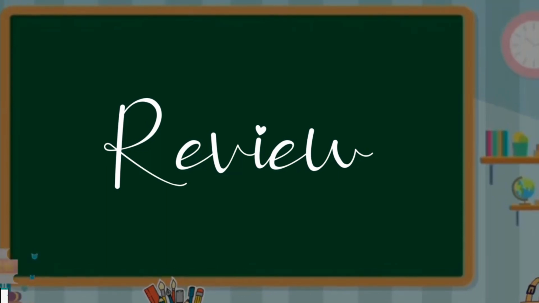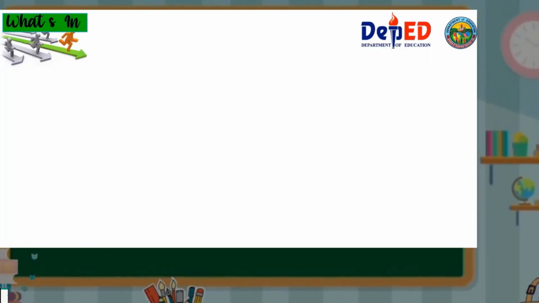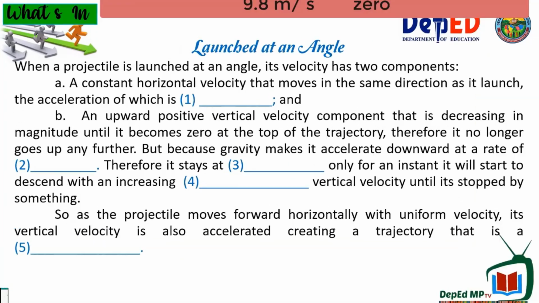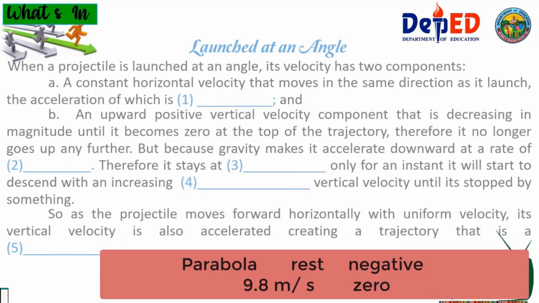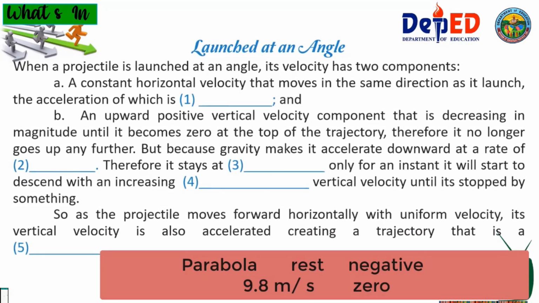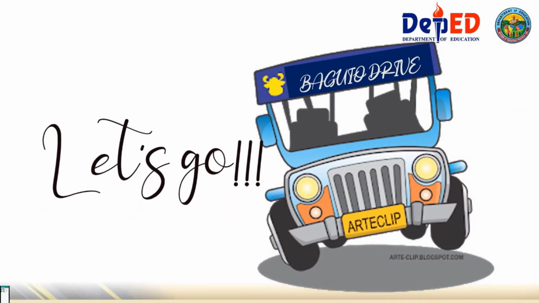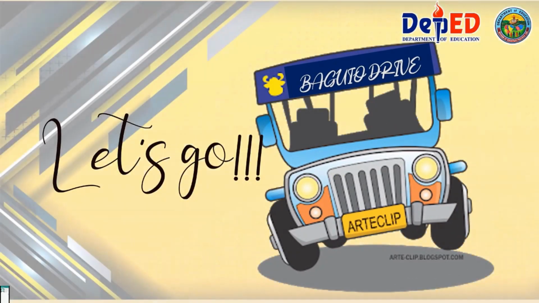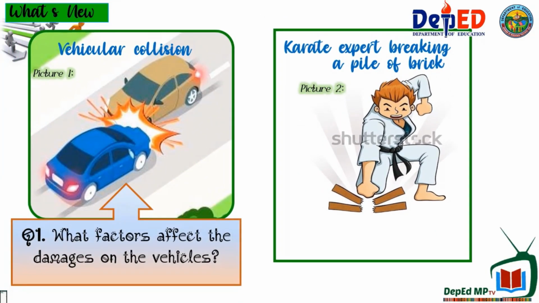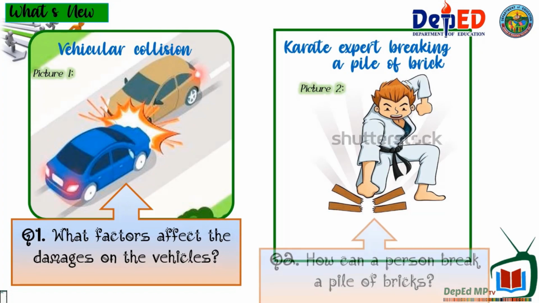Recall your previous lesson about projectile motion by answering this activity. Pause and continue the video when you are done answering. Here is the direction. Complete the paragraph by filling in the correct words. Choices are in the box. Now, fasten your seatbelt and enjoy your ride with me. Study the pictures and answer the questions that follow. Pause the video to complete your answer.